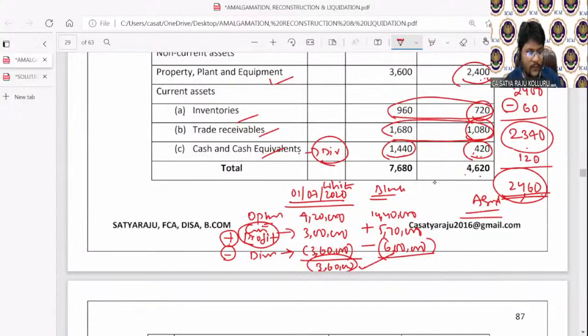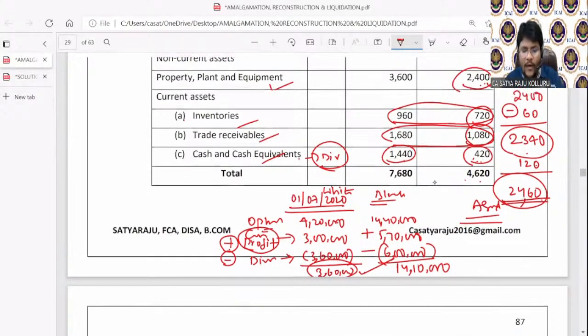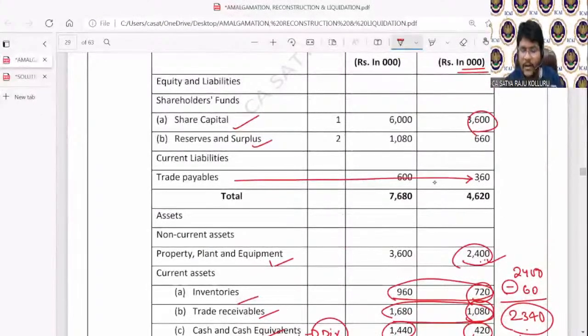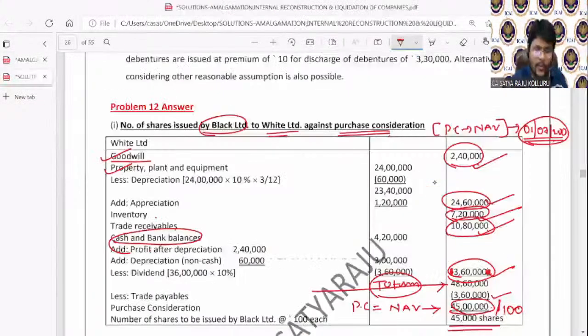14,40,000 plus 5,70,000 minus 6 lakhs, which equals 14,10,000. Now I have the entire information on current assets ready. Am I right? If I go to current liabilities, I will take over the current trade payables at the book values only. Now let me open my solution.